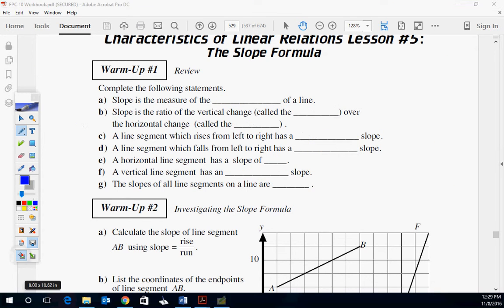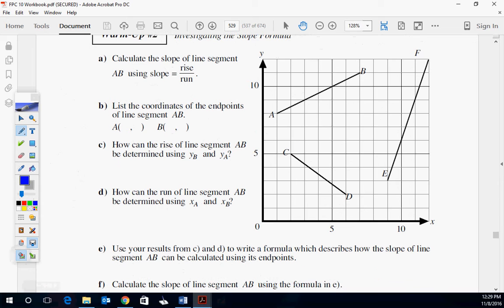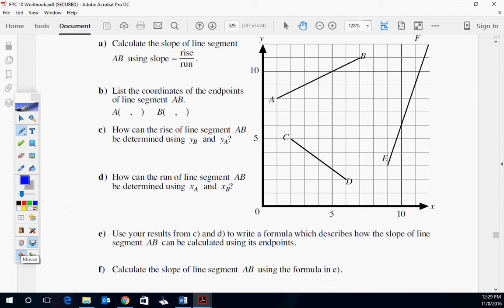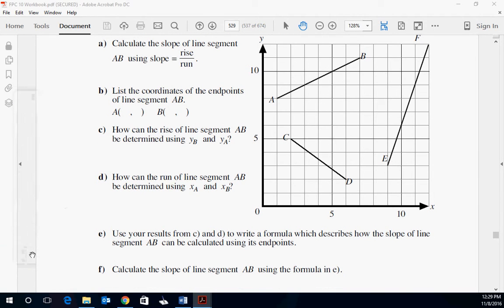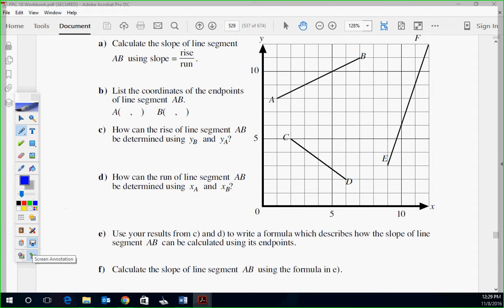All right, warm up part number 2. Investigating the slope formula. Calculate the slope of line segment AB using rise over run. This means just count. So we're going to count for AB to figure out what the slope is. Here I'm going from here to here. I count up 1, 2, 3. So I had a rise of 3. A run of 1, 2, 3, 4, 5, 6. 3/6 reduces to 1/2. So 1/2 is the slope of the line AB.